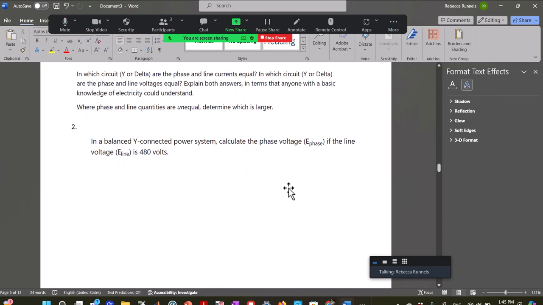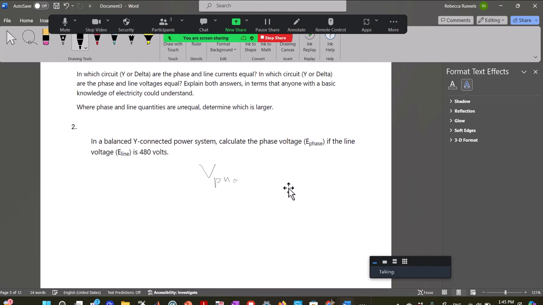All right, so this one should be easy now. In a balanced Y-connected power system, calculate the phase voltage. By the way, the place I got this from is using E instead of V, so whenever you see E, that's V. V phase if V line is 480 volts.